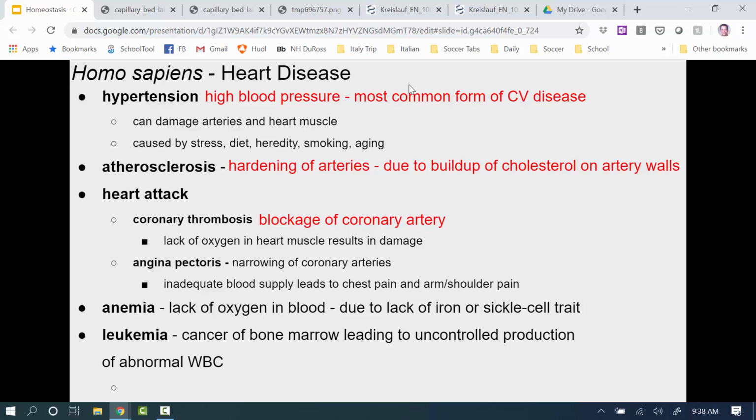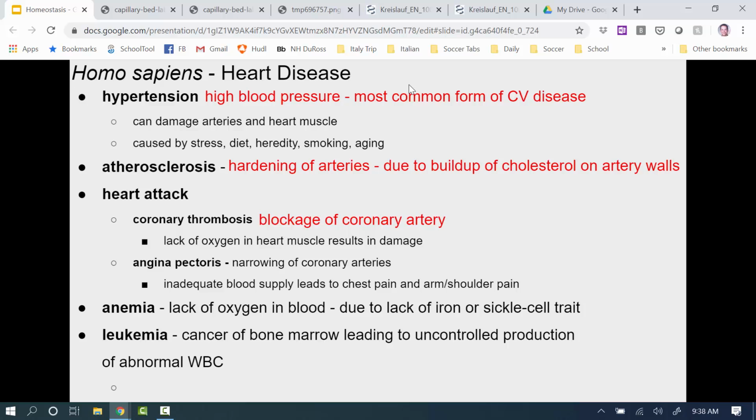Anemia. Anemia is when our blood is not able to carry enough oxygen, and therefore different parts of our body don't get a proper supply of oxygen. We get fatigue and tiredness and things like that. Sometimes it can be due to a lack of iron in our diet.